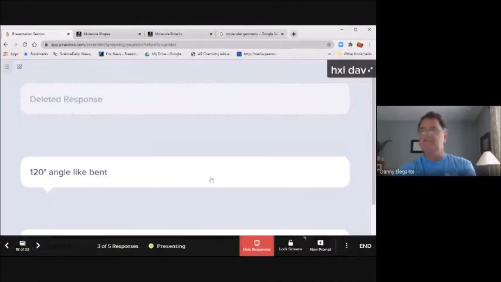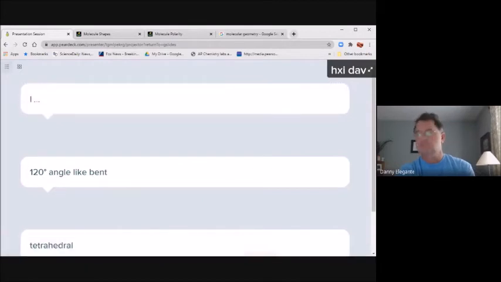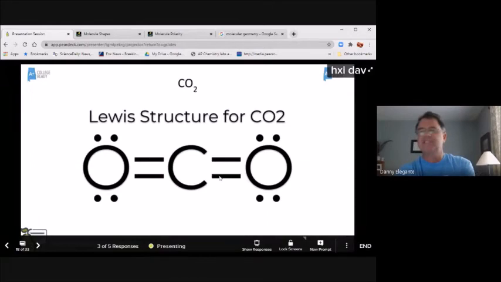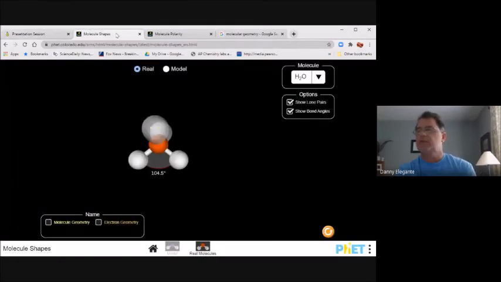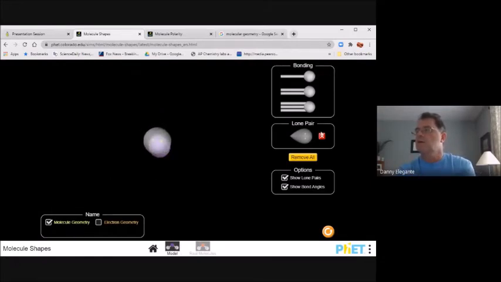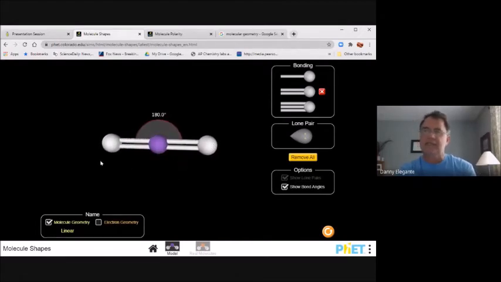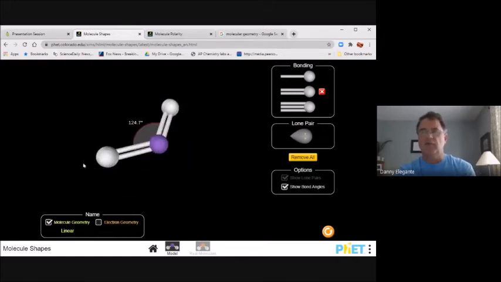So let's see what y'all said. I got a 120, I got a tetrahedral, okay? And so let's see what the real shape of CO2 is. If we want to do CO2, I need carbon in the middle, and then I need a double bonded oxygen on one side and a double bonded oxygen on the other. And if you look, this shape is actually linear because the oxygen on each side tries to get as far away from each other as possible.